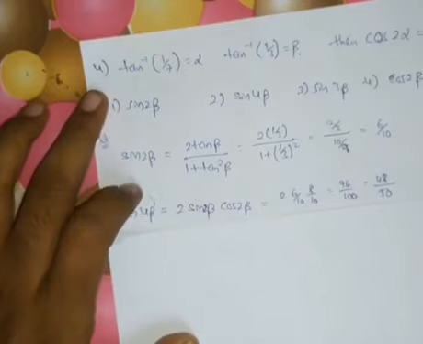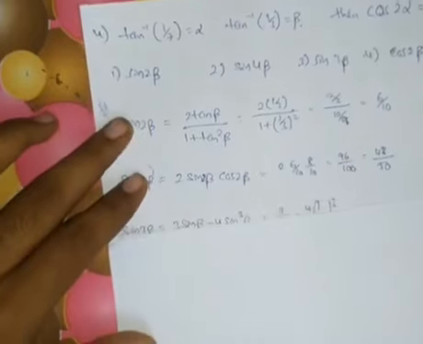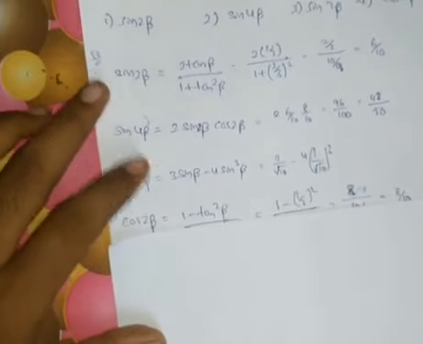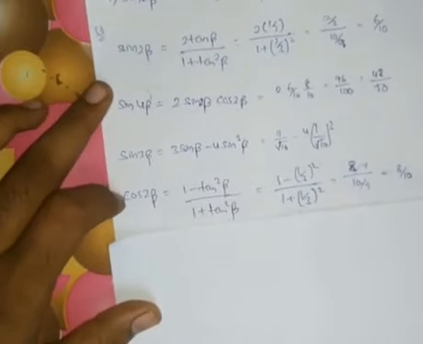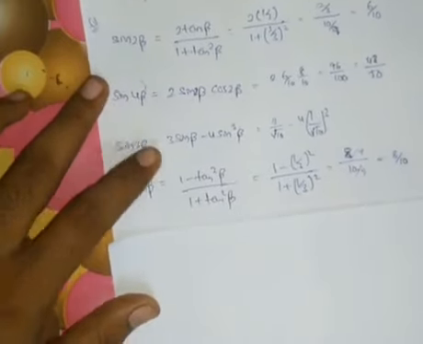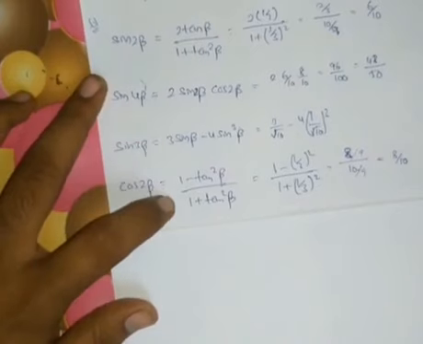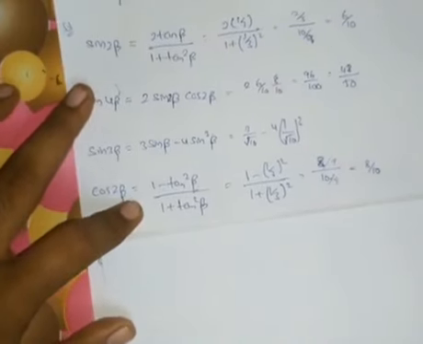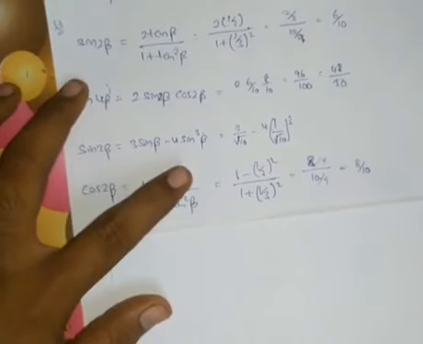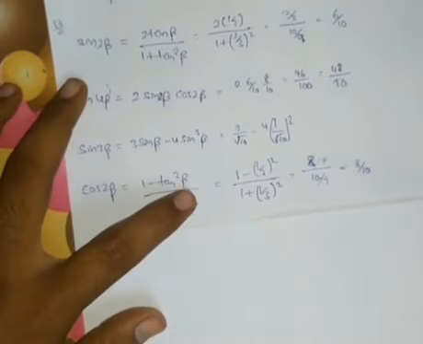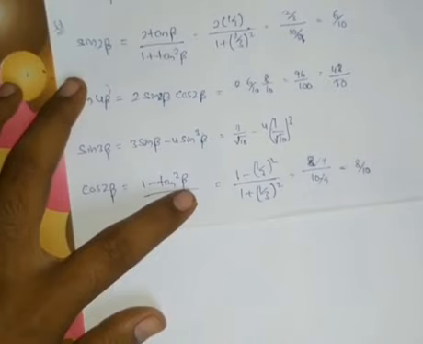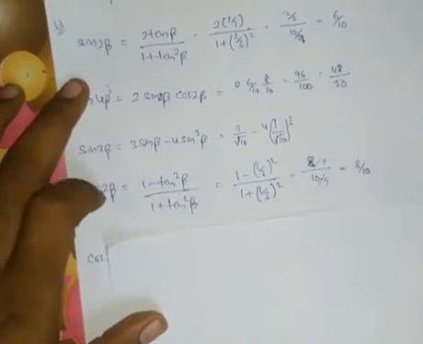For this we will see the cos 2 beta value, that is our fourth option. Cos 2 beta equals 1 minus tan square beta by 1 plus tan square beta. Substituting the value of tan beta, we get 1 minus 1 by 3 whole square by 1 plus 1 by 3 whole square. That becomes 8 by 9 by 10 by 9. The 9 gets cancelled, and we are left with 8 by 10. So this is the cos 2 beta answer.